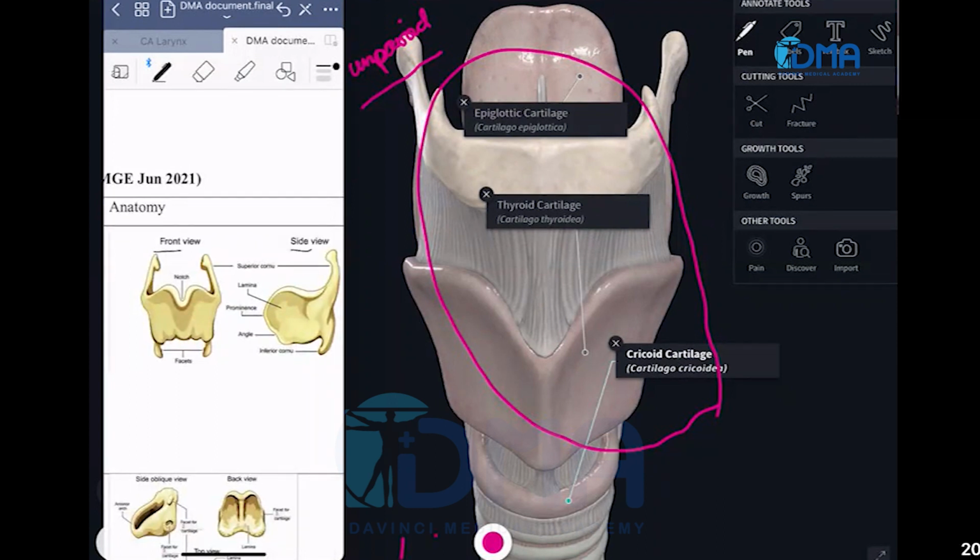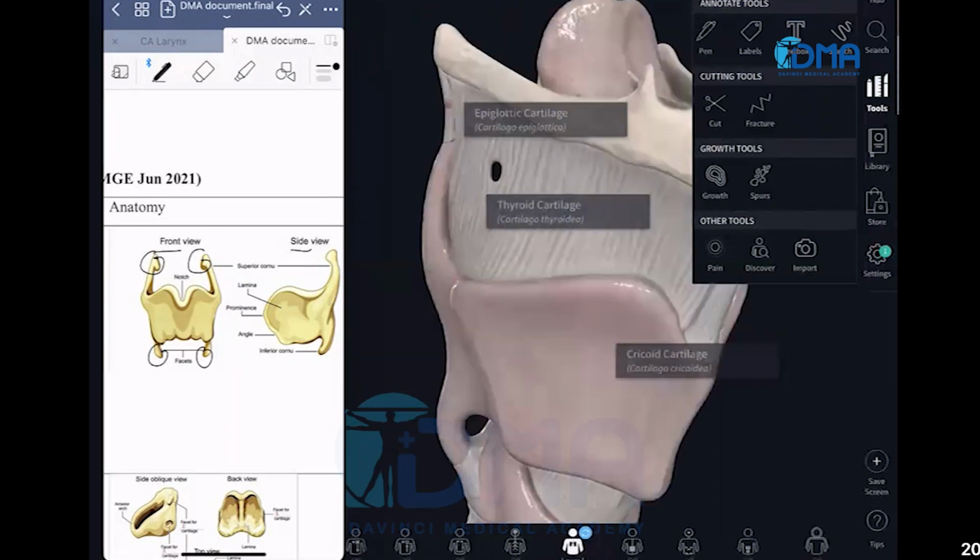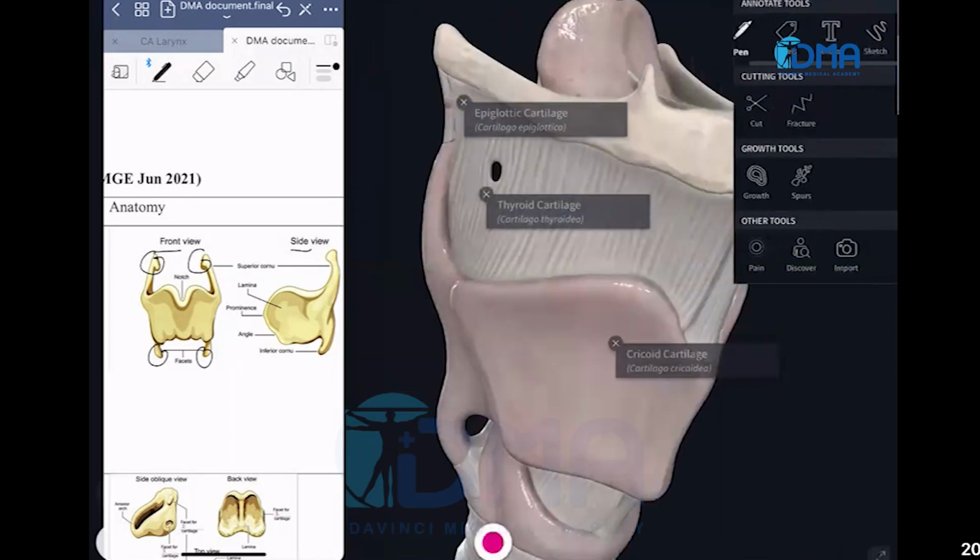Let's look at some basic understanding of the parts of the thyroid cartilage. It has two superior cornu and two inferior cornu. Just think of this. You can rotate this and look where the cornua are attached. This superior cornu is attached to hyoid bone.